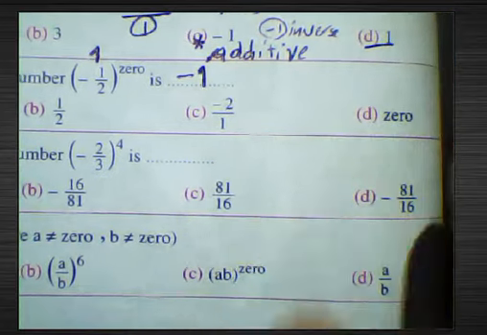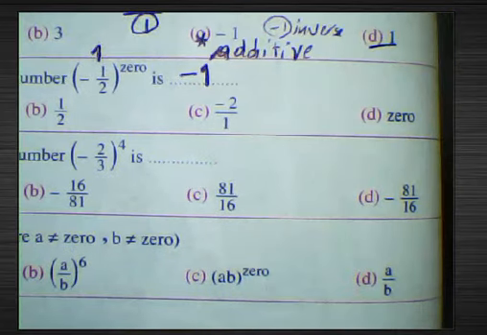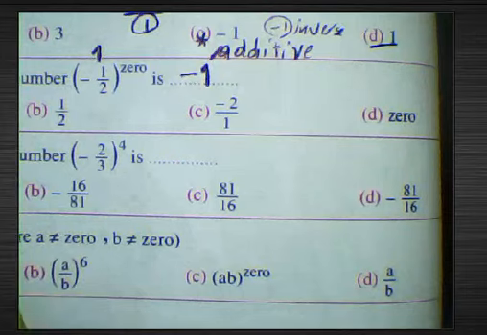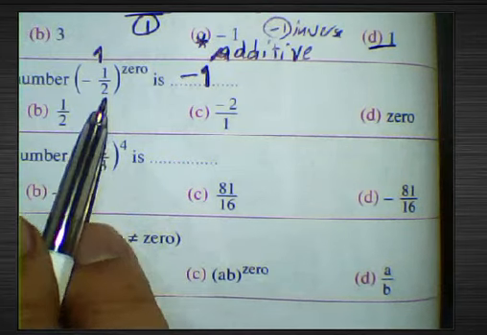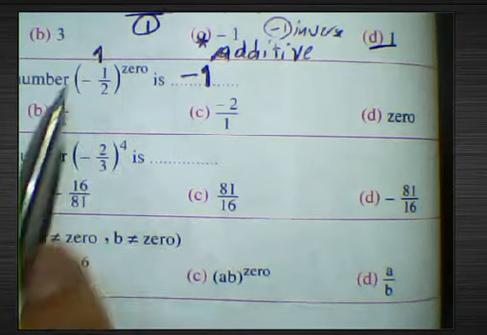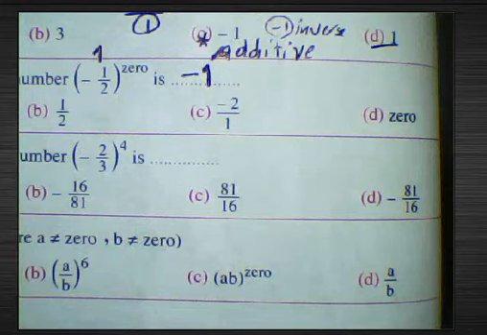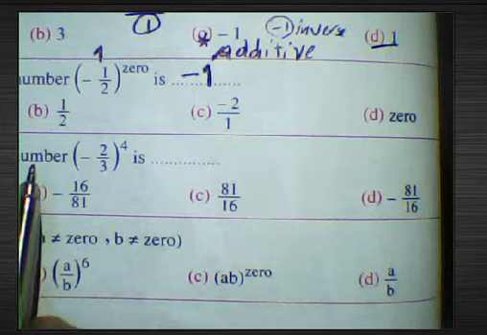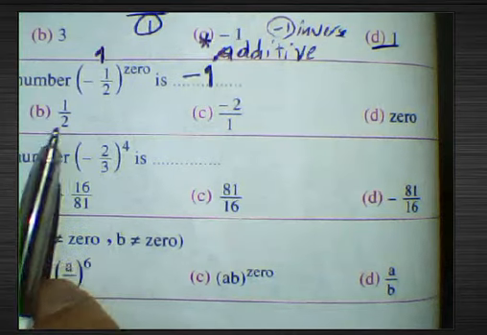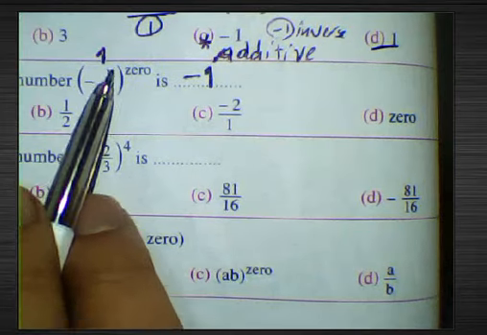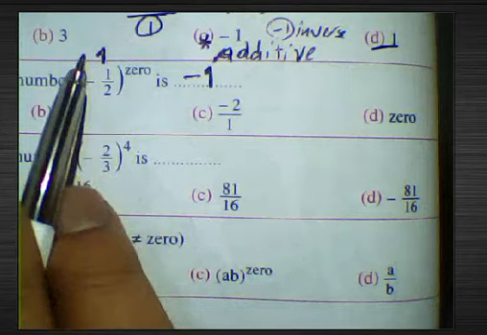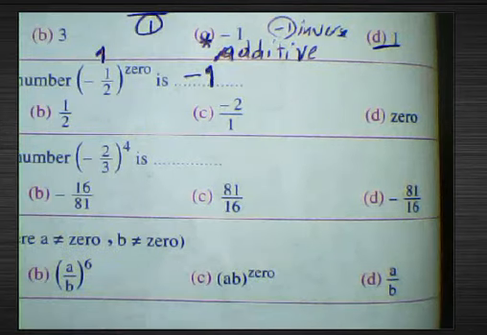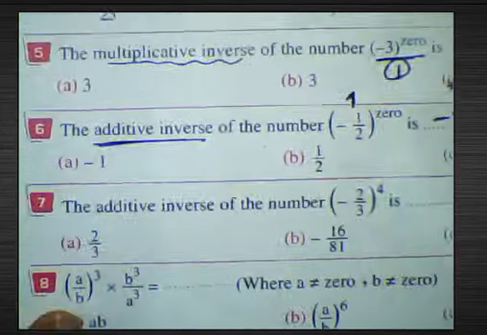He asked about additive inverse of the result. We know here the additive inverse of the number -1/2 power 0, its result will be 1. And the additive inverse of this number will be -1 because -1/2 power 0 equal 1. So the additive inverse will be -1, where here -1 here.